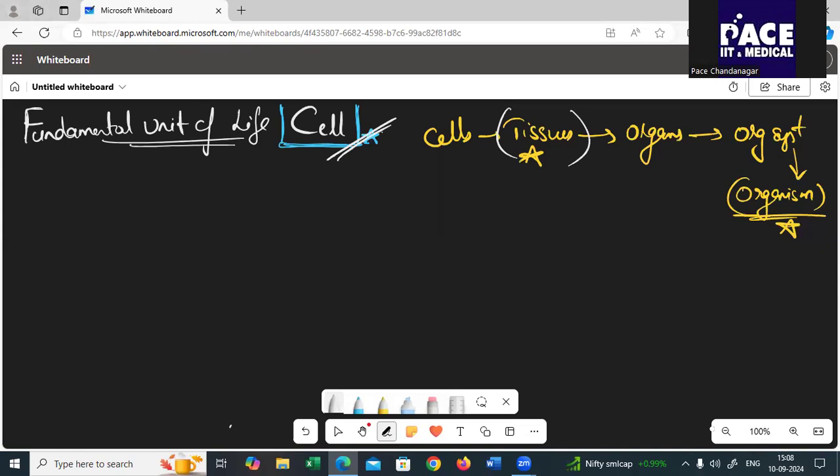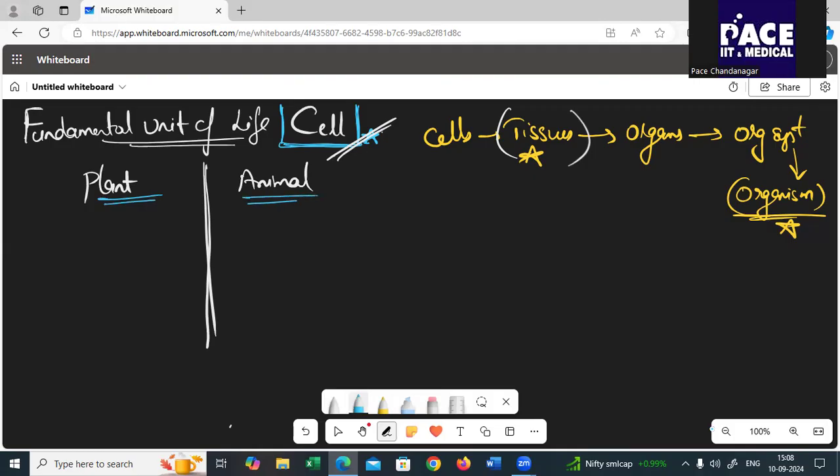Now, let us talk about the cell. We have two kinds of cells: one is the plant cell and the other is the animal cell. What are the main differences? Let us first talk about the plant cell and animal cell differences. It is a very important question as per your CBSE or state board chapters. It is a very important theory question.